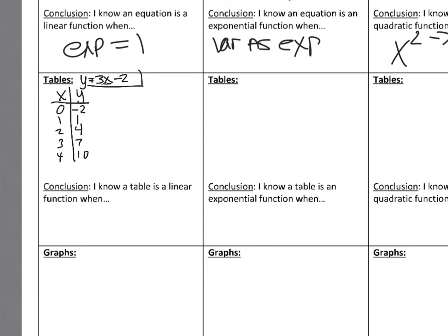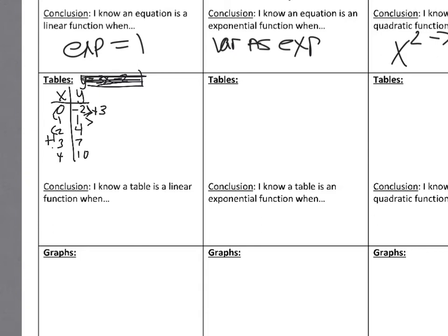But what we want to look at now is, just suppose I didn't have the equation. All I had was this table, and I said, what type of function is that? All right, what you're going to look at is the rate of change. Over here, we're going up 1 every time, right? So from negative 2 to 1, what happened? It went up 3. Negative 2 plus 3 is 1, right?